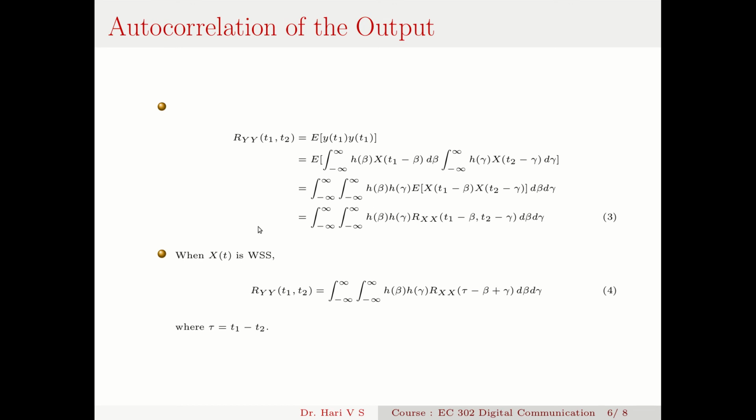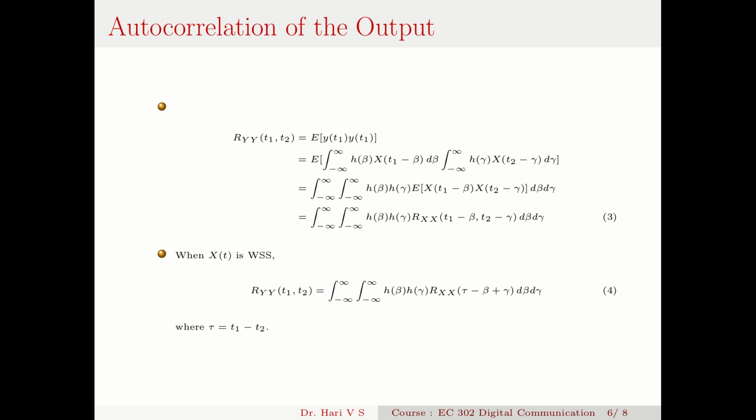Now what happens when x(t) is WSS is that Rx becomes a function of time differences. So Rxx(t1 minus beta, t2 minus gamma), for a WSS process, becomes Rxx(t1 minus t2 minus beta plus gamma). This autocorrelation is a function of the time shifts only. So Ryy(t1, t2), or Ryy(tau), is the double integral from minus infinity to infinity of h(beta) h(gamma) Rxx(tau minus beta plus gamma), where I write t1 minus t2 as tau. This is nothing but the difference between t1 minus beta and t2 minus gamma. This is the output autocorrelation function when the input is a WSS process.